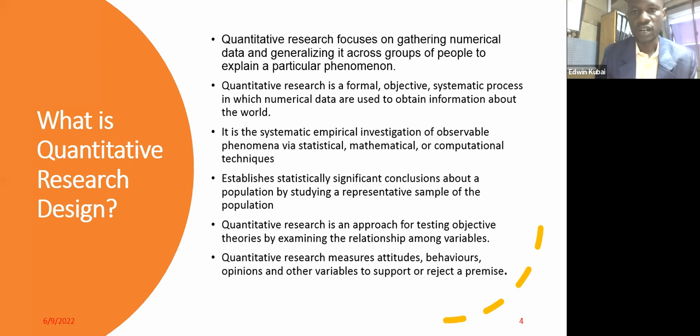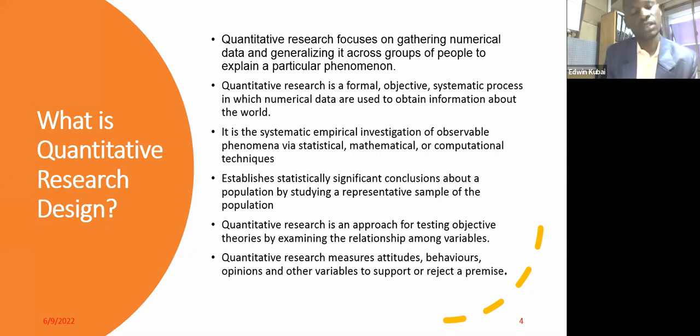So quantitative research focuses on gathering numerical data and generalizing it across groups of people to explain a particular phenomenon. It means the data is mostly numerical in nature. There will be figures and numerical values that you will be collecting. Once you have your research topic, your research problem, and the hypothesis or research questions, you must identify the methods of data collection that you are going to use.